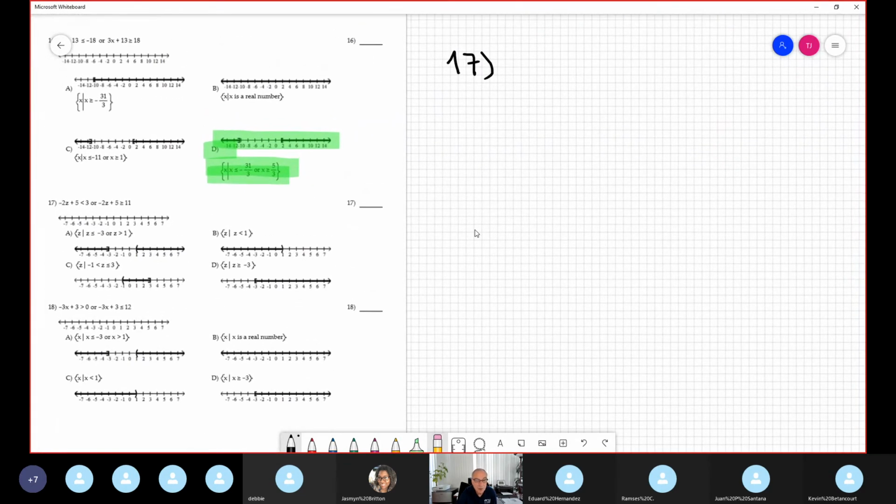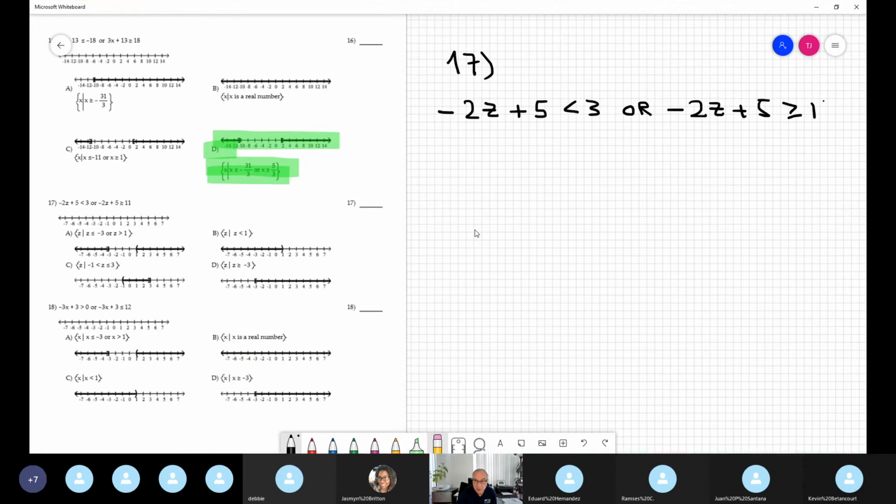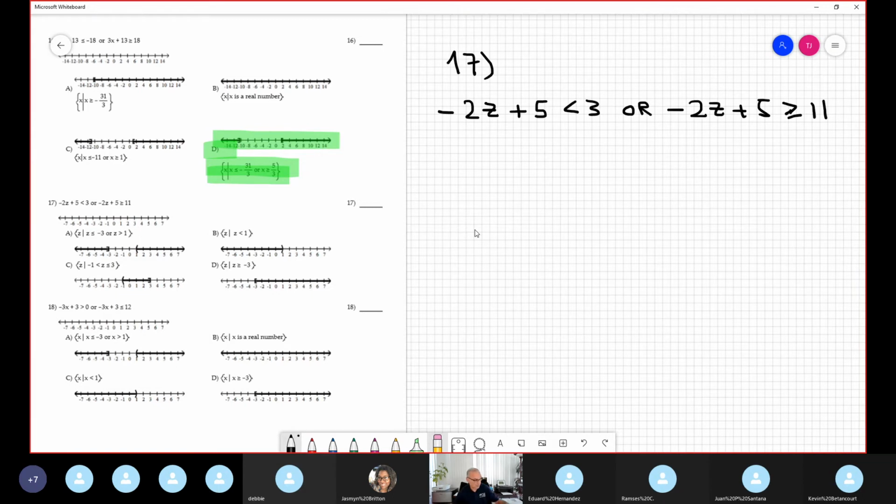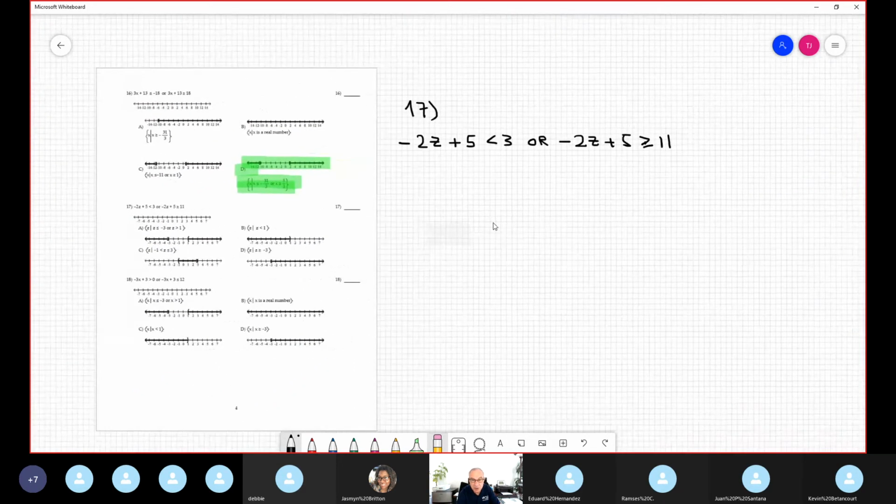17 is also compound: minus 2c plus 5 less than 3, or minus 2c plus 5 greater than or equal to 11. Wow, it's similar. Same expression, but a different number on the right-hand side. Okay, I don't care, I'm only following the procedure. The procedure is clear: you solve one inequality at a time. I focus on this inequality.